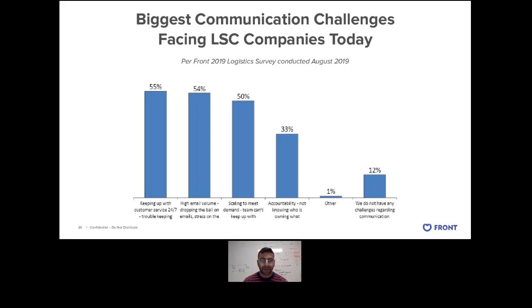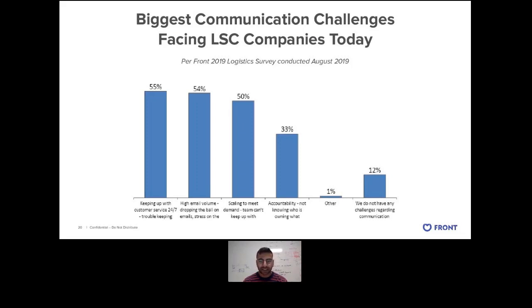What was the biggest communication challenge facing logistics and supply chain companies today? Number one, keeping up with customer service 24/7, trouble keeping up. Number two, and not too far off, was high volume email, dropping the ball on emails. And number three, scaling to meet demand.